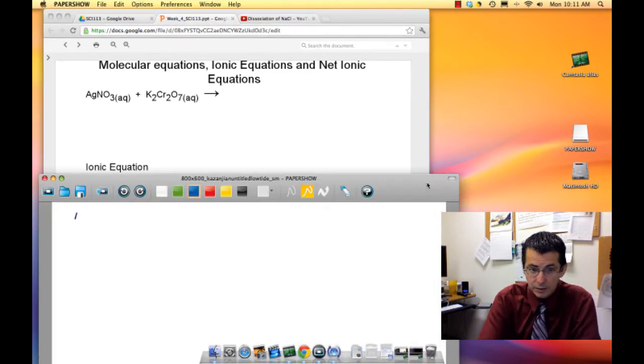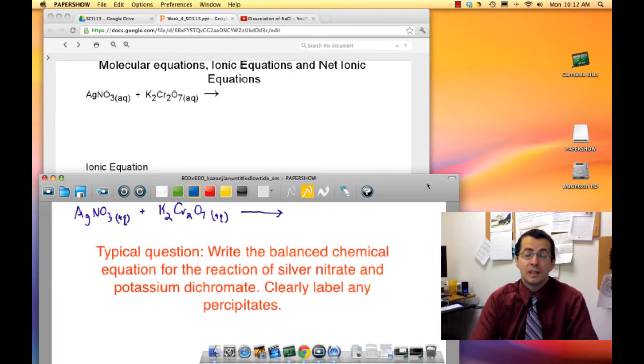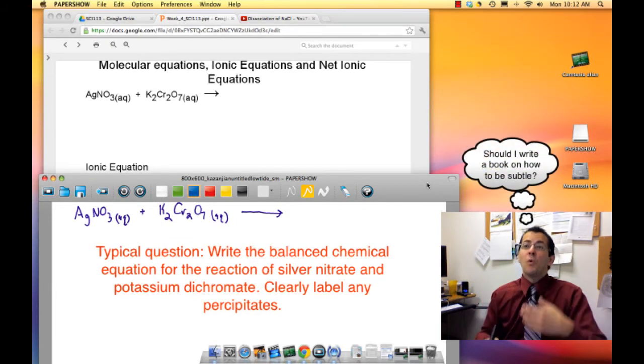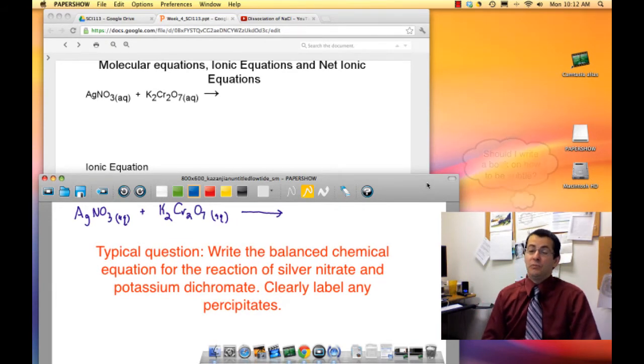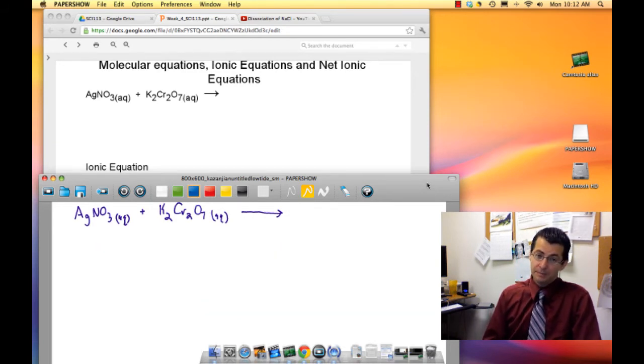So we have some silver nitrate, aqueous, plus some potassium dichromate, also aqueous. And you mix them together and you want to predict the products. A typical question would read, if you mix these, what would be the precipitate? And then where we're going from there is, how much would precipitate? The answer could also be that nothing would precipitate. How would we know?